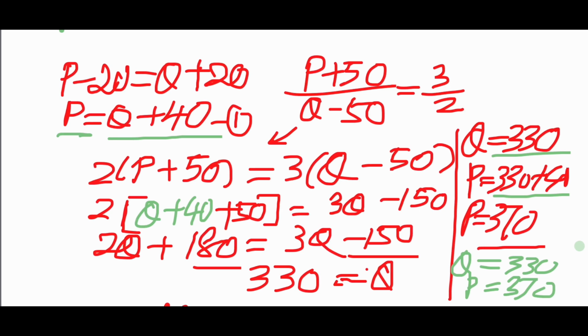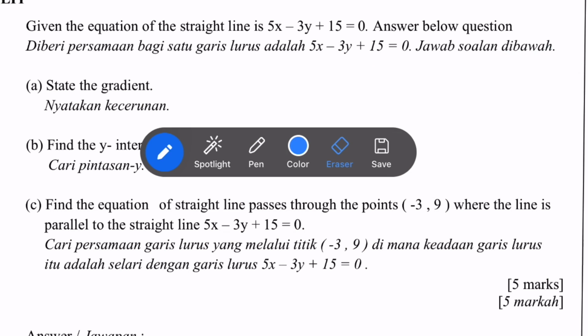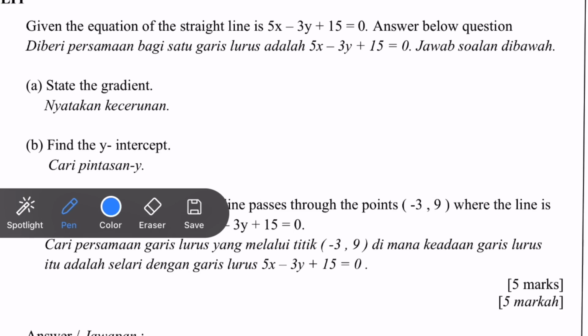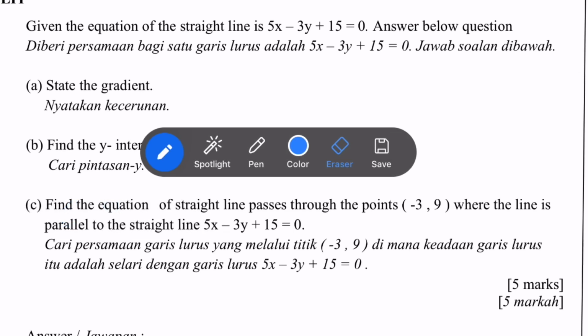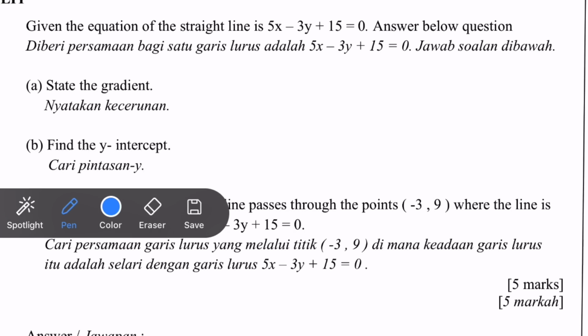Next, we will discuss question number 5. Let's have a look at the question right now. Given the equation of the straight line is 5x minus 3y plus 15 equal to 0. Answer the questions below. A, state the gradient.